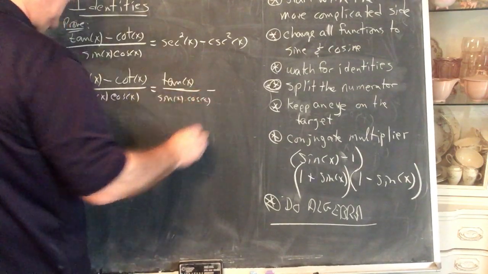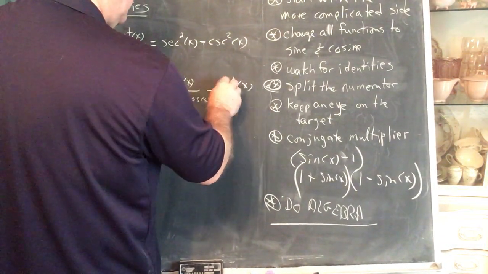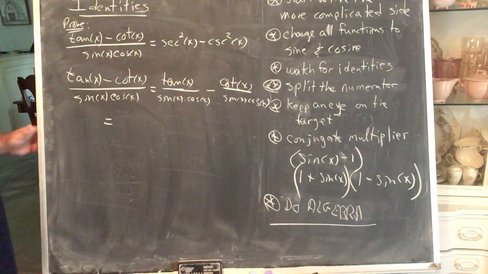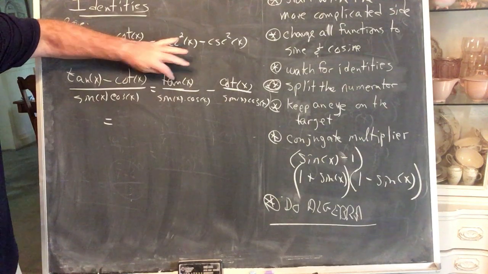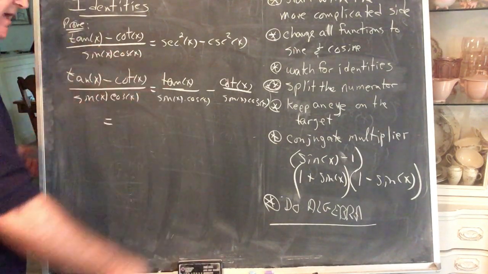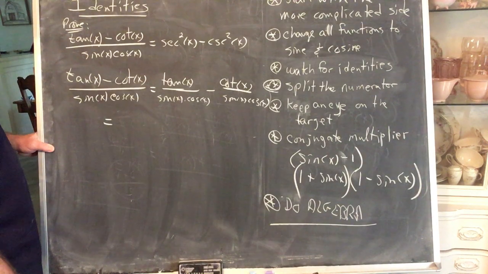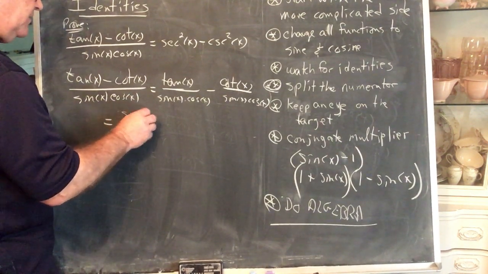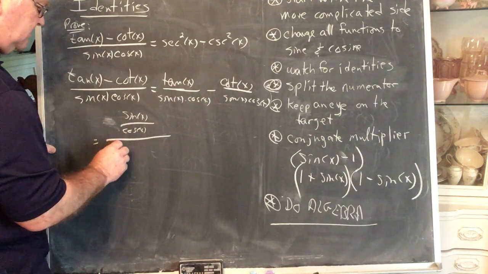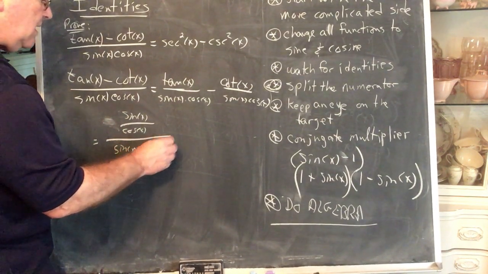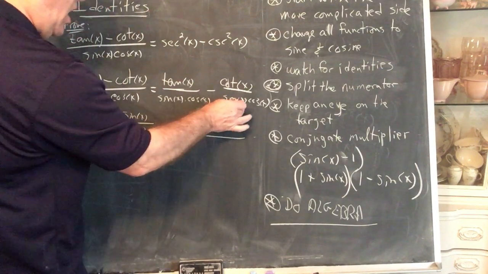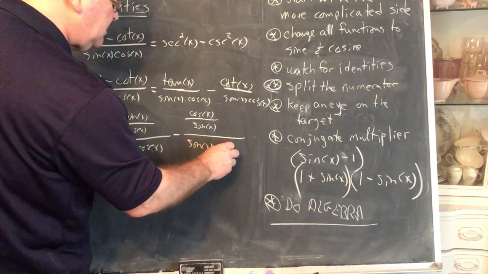Minus cotangent of x over sine of x cosine of x. Now it might be a good idea to change this to sine and cosine. We could have done it before, we could do it now. The sequence isn't particularly important. You end up doing essentially the same thing either way. Change everything to sine and cosine. Tangent is sine of x over cosine of x, all over sine x cosine of x. Minus cotangent, cosine of x over sine of x, all over sine of x cosine of x.